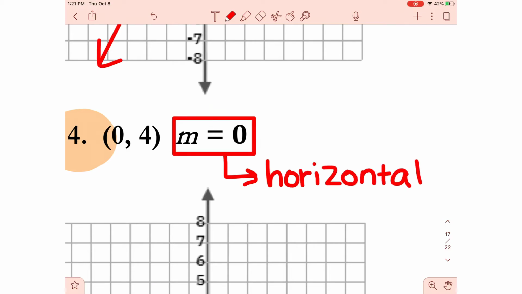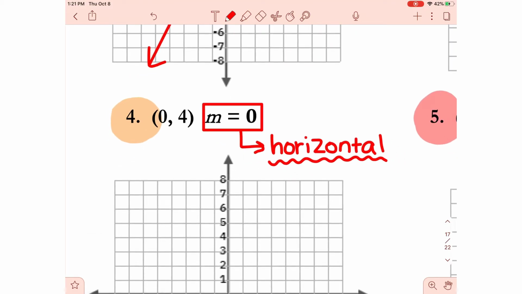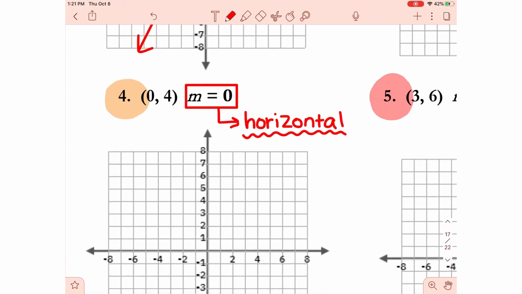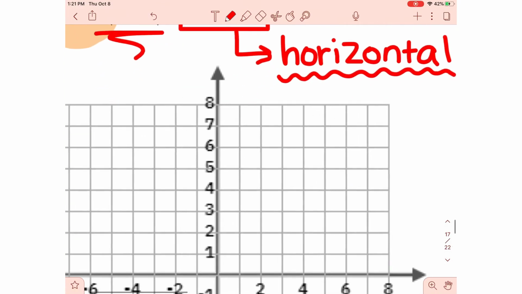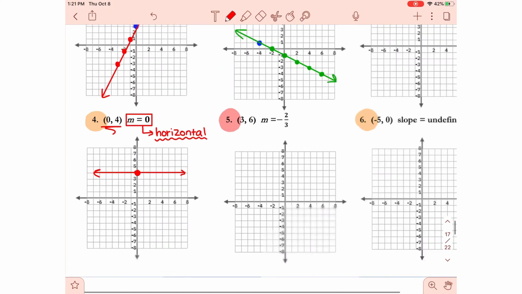I like to think of a treadmill. When you're walking on a treadmill, if you have an incline, your incline might be like 2. That's a positive slope. That's going uphill. When you have a flat road, the incline is 0, just like the slope. So I'm going to plot my point 0, 4, which is right here, and all I'm going to do is draw a horizontal line through that point because the slope is 0. It's a flat road. That's it, guys. I'm done with number 4.